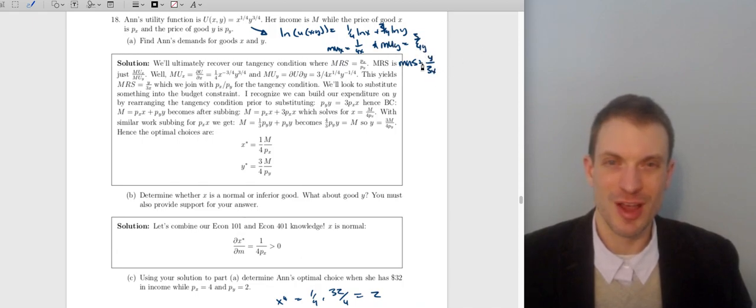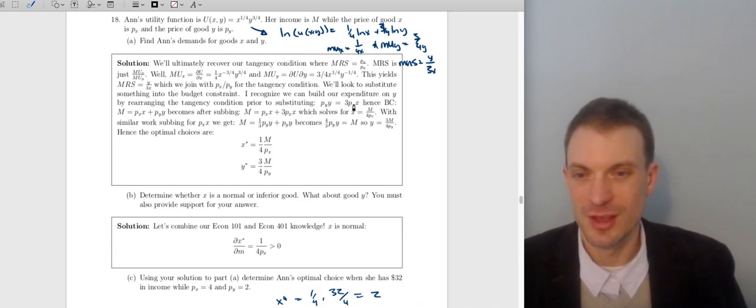Dividing, you get the MRS is going to be Y over 3X. Hey, that's exactly what we had down here. Set that equal to PX over PY and plug into the budget constraint. So here's my expenditure on Y is equal to 3 times my expenditure on X. Good.